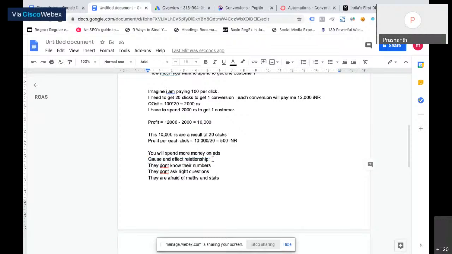Only when you know the cause and effect relationship. When will you know it? When you know your numbers. If you don't know your numbers, you don't understand cause and effect relationship. But what is the reason that you don't know your numbers? Because you don't ask the right questions. And why don't you ask the right questions? Because you don't understand the math and stat.